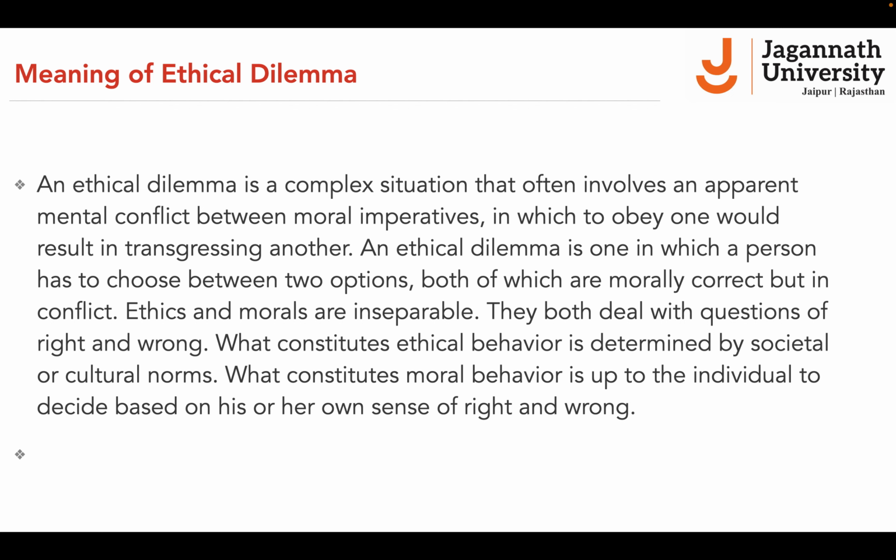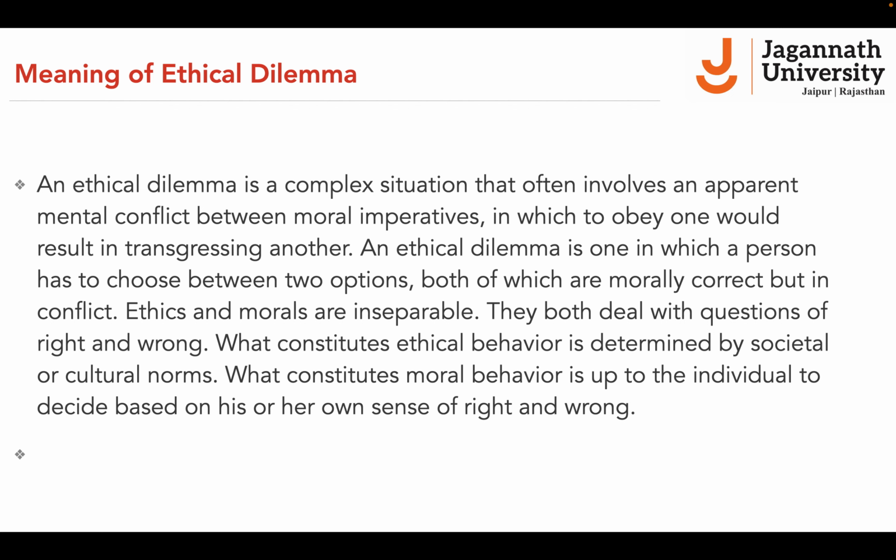The meaning of ethical dilemma. An ethical dilemma is a complex situation that often involves an apparent mental conflict between moral imperatives, in which to obey one would result in transgressing another. An ethical dilemma is one in which a person has to choose between two options, both of which are morally correct but in conflict.